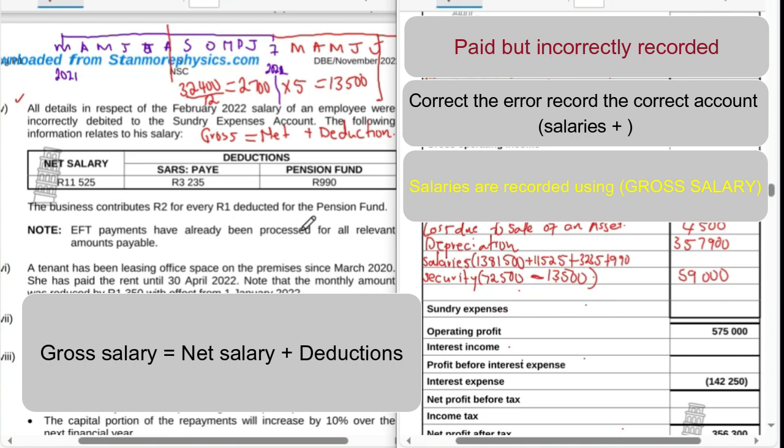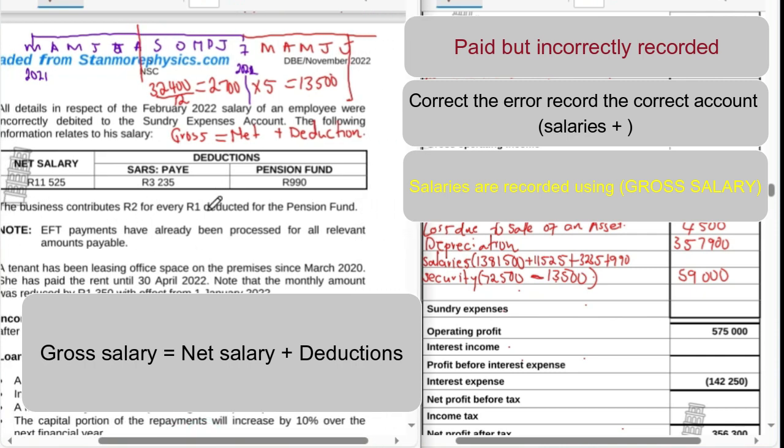And then we know that these salaries need to include what? Contributions. The business contributes 2 rand for every 1 rand deducted for pension fund. So if as an employee we contribute 1 rand, the business will pay that 1 rand twice. So for pension fund, the employee pays 990, then the business must pay it twice.